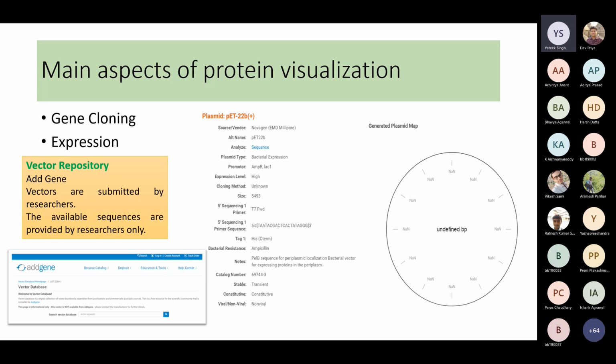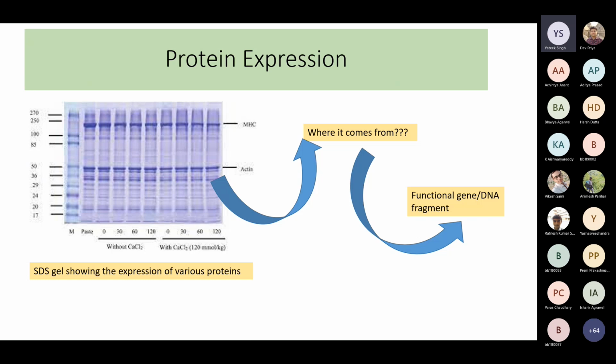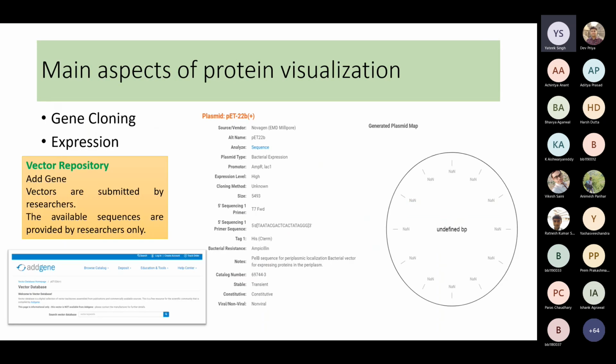Hello guys. So this is the picture that we need at last, protein expression: a perfect gel picture with a ladder and our protein expressing. It comes from a functional gene, and so there are two main aspects of protein visualization on the gel. First is gene cloning, and second is the expression part. Gene cloning, why? Because we need a gene that is producing our protein.